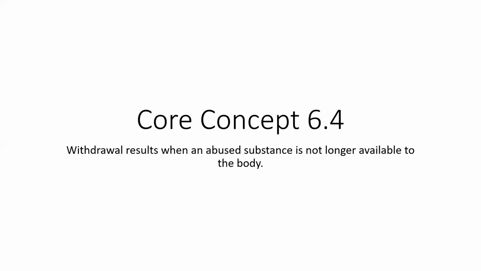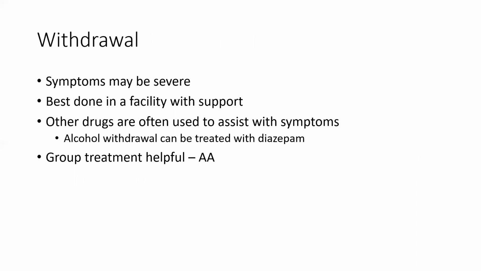Next, withdrawal results when an abused substance is no longer available to the body. Withdrawal symptoms may be severe, as I was telling you, so it is best done in a facility with support. Other drugs are often used to assist with symptoms. Alcohol withdrawal can be treated with diazepam, and group treatment helps, such as AA, which is one form of group treatment.